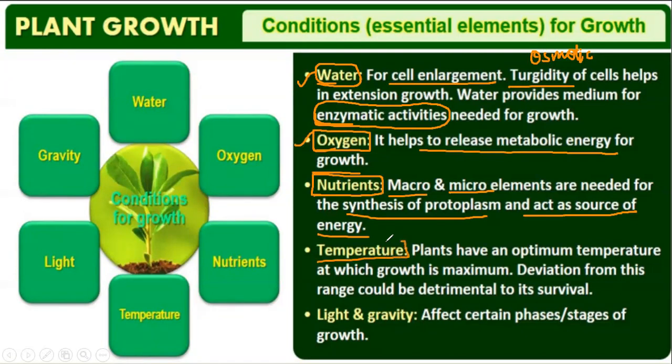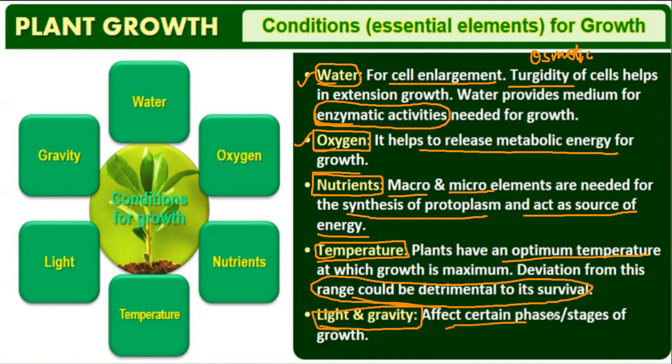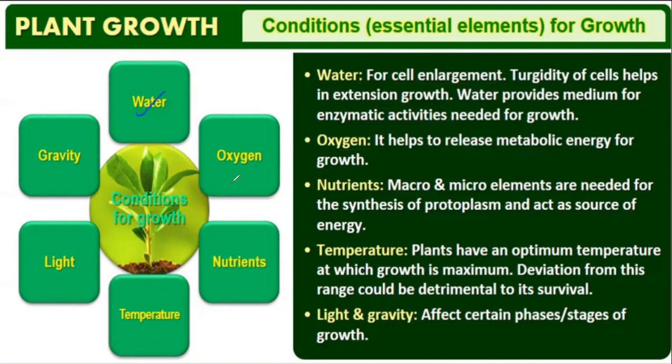Fourth one is temperature. The plants have an optimum temperature range. Deviation from that particular range of temperature may cause detrimental effects to the survival of the plants. Last one is light and gravity. Light and gravity affect the tropic movements at certain stages of growth. Okay, water, oxygen, nutrients, temperature, pH, light, gravity, etc. are the conditions essential for growth.